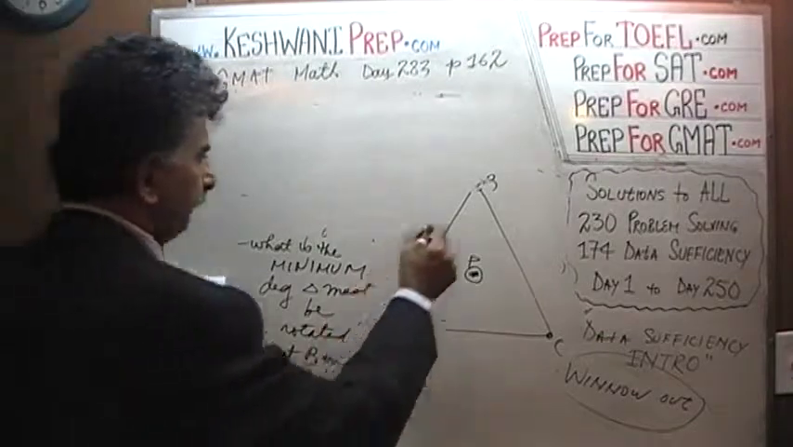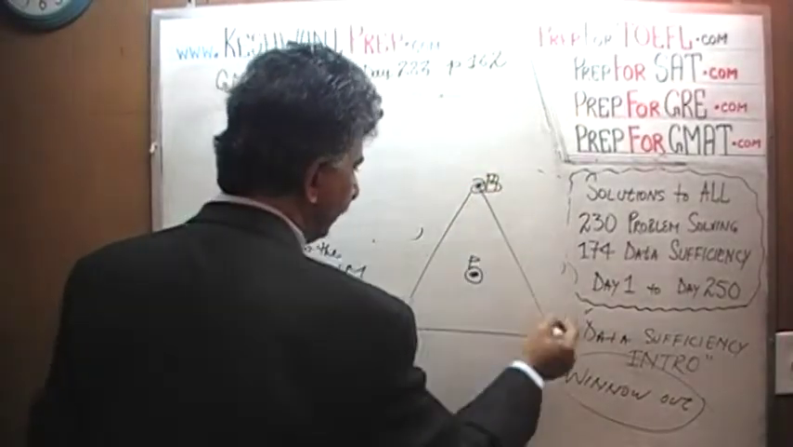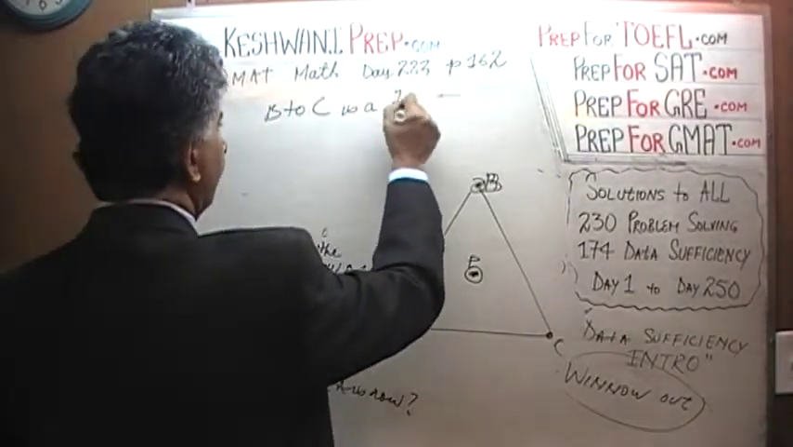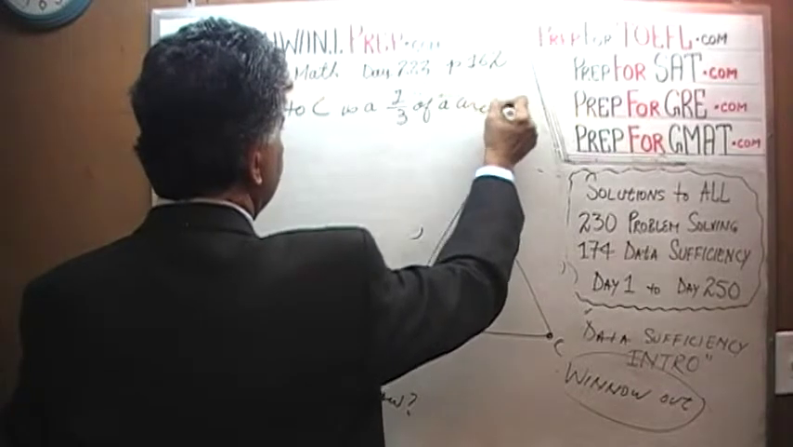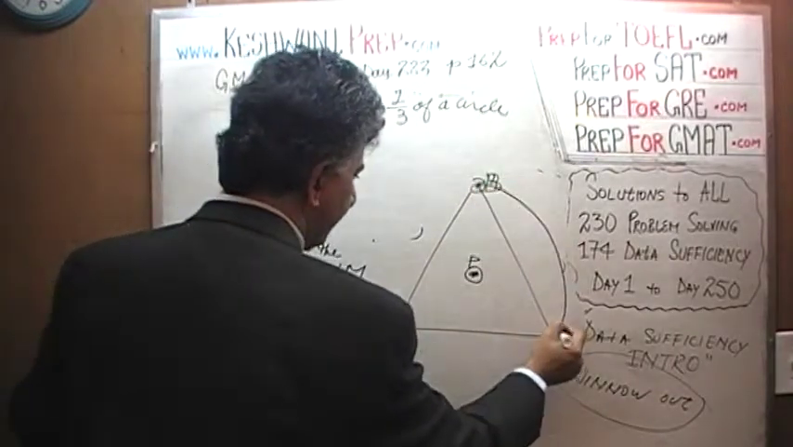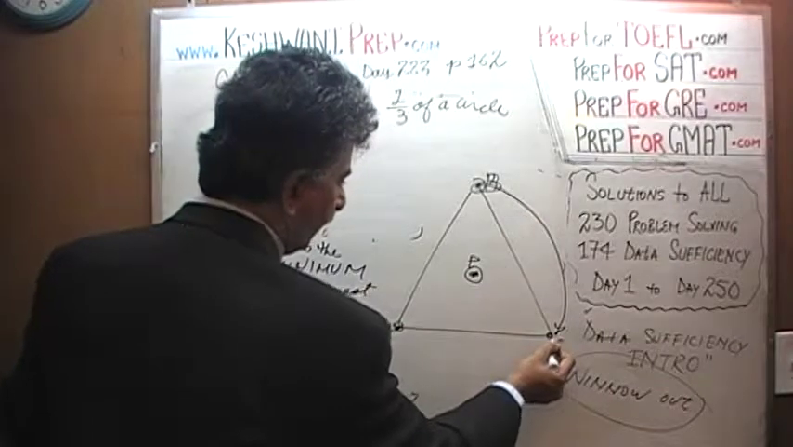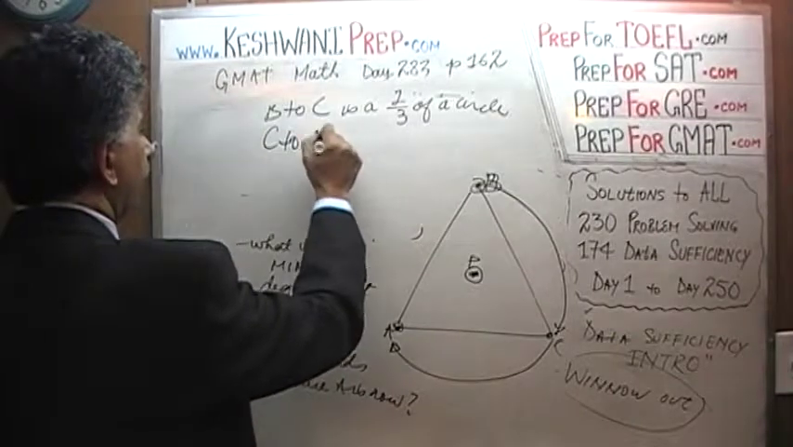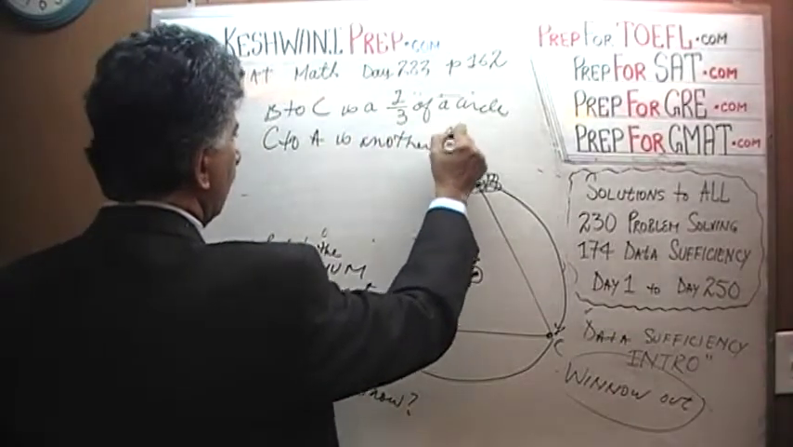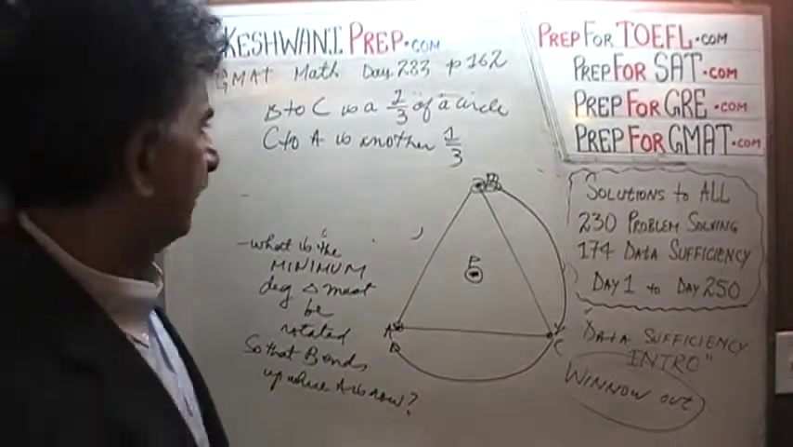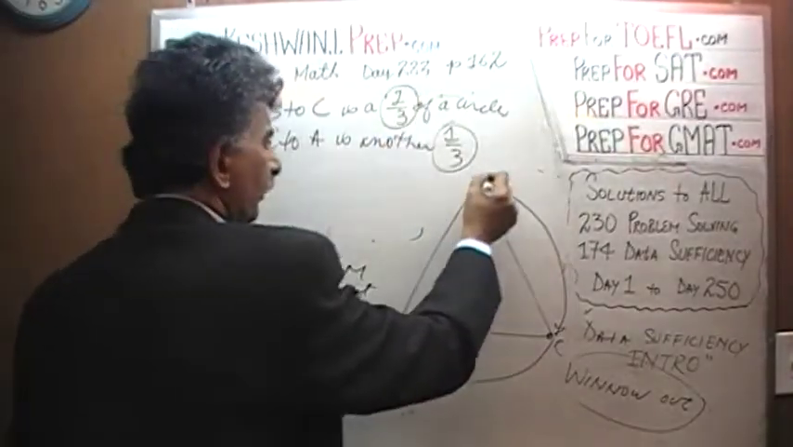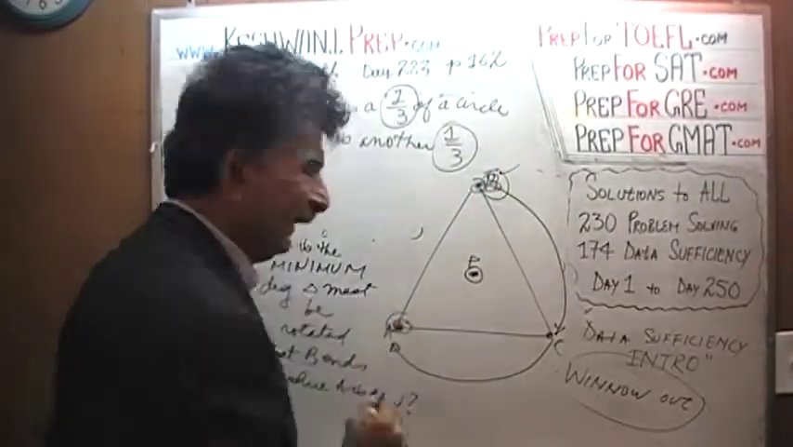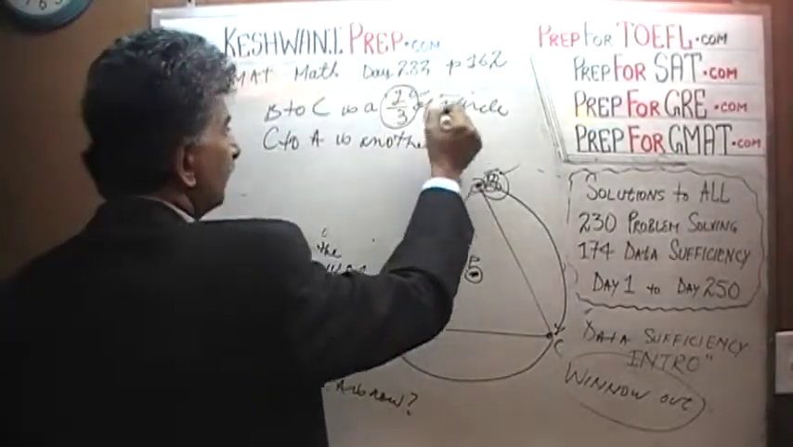Well, first we're going to go from B to C. B to C is a third of a circle. Once the point B ends up here, we're going to move it from C to A. And C to A is another third. That's all it is. So in order for point B to end up where point A is, we have to move 2/3 of the circle.